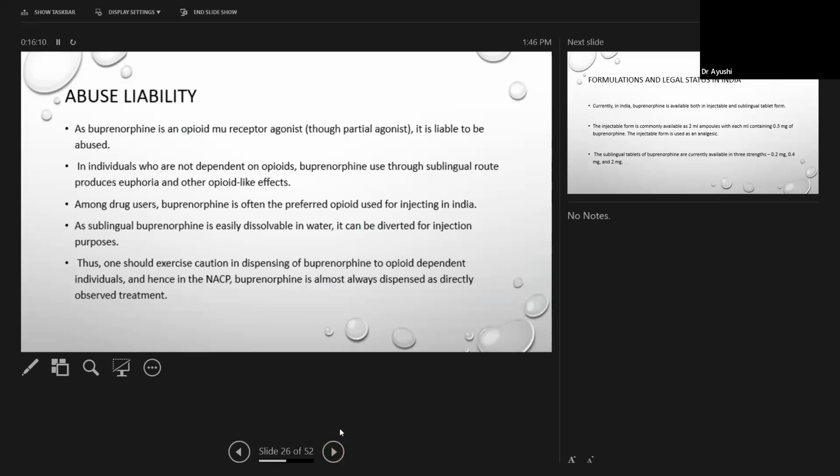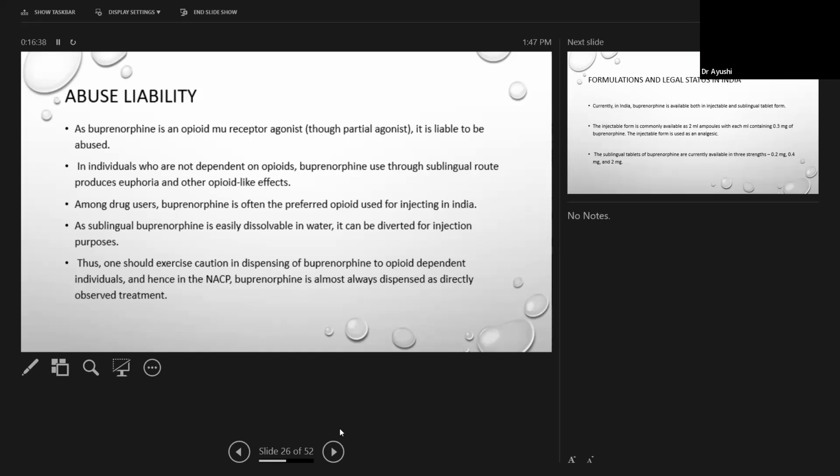Then the abuse liability of buprenorphine. As buprenorphine is an opioid mu receptor agonist, though it is a partial agonist, it is liable to be abused. In individuals who are not dependent on opioids, buprenorphine used through the sublingual route produces euphoria and other opioid-like effects. Among drug users, buprenorphine is often the preferred opioid used for injecting in India. As sublingual buprenorphine is easily dissolvable in water, it can be diverted for injection purposes.